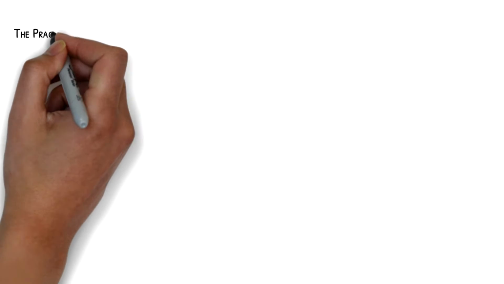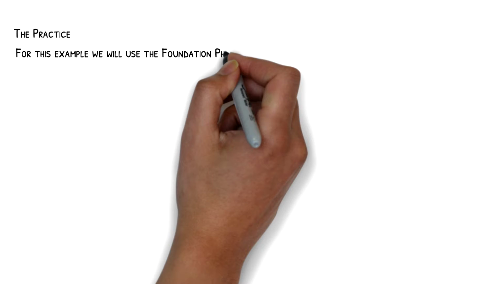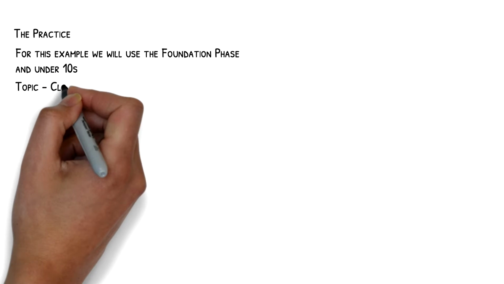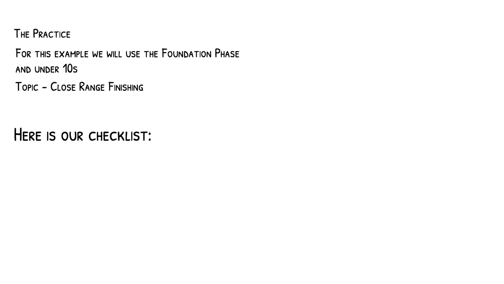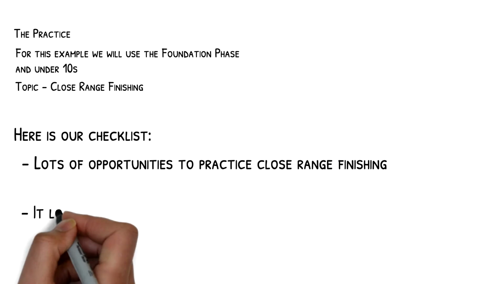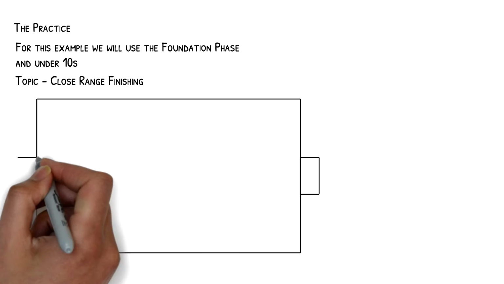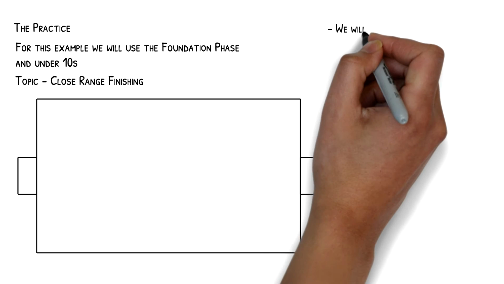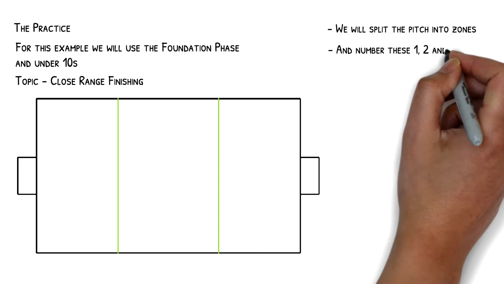So the practice. For this example, we will use the foundation phase and under 10s. We'll have a topic of close range finishing, so here's our checklist. Lots of opportunities to practice close range finishing, and it looks like the game under 10s will play. So we will start with a pitch. We will split this pitch into zones and number these 1, 2 and 3.